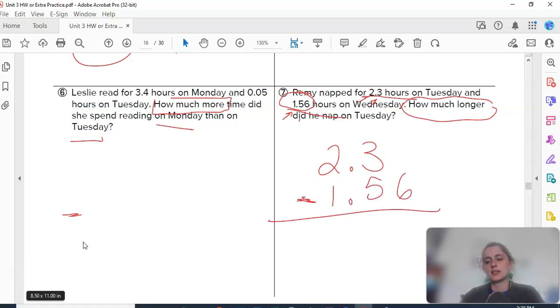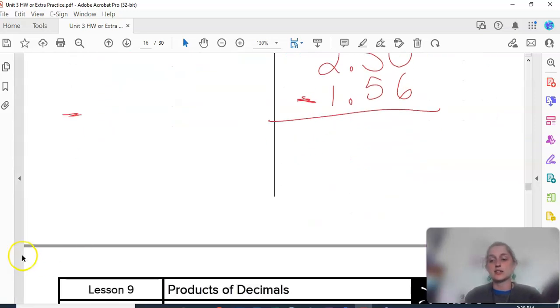Oh, wait a minute. But this is in the hundredths and this is in the tenths. What are you going to do? You're going to add a 0. So now both numbers have the same place value. They both have hundredths. Now you can start subtracting. And that was our last homework problem.